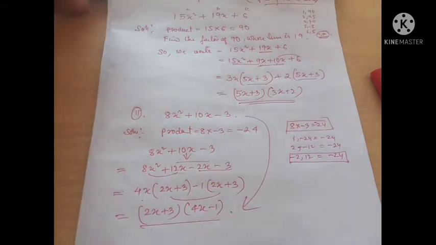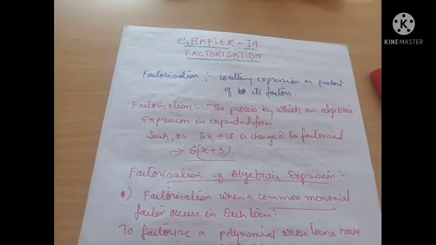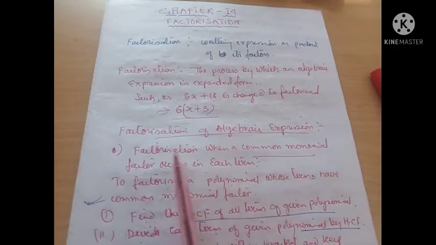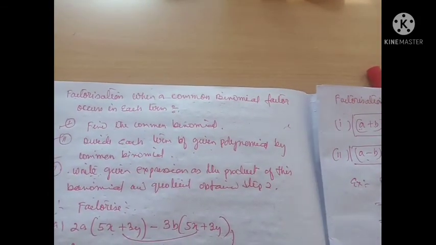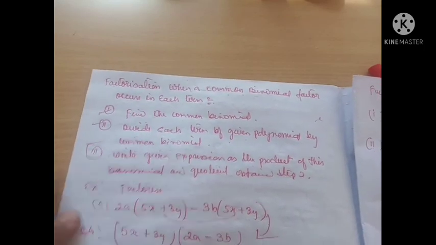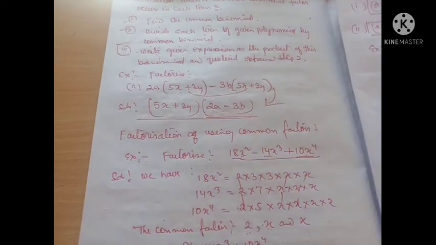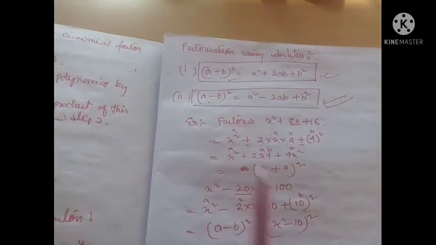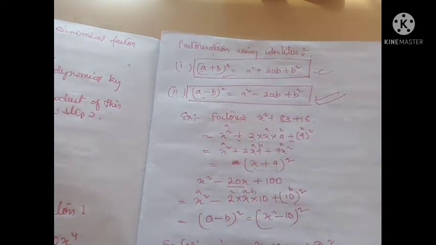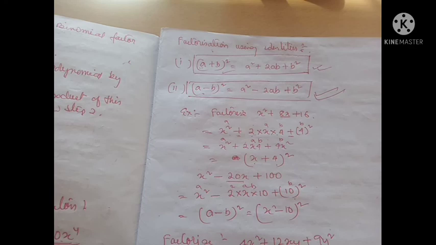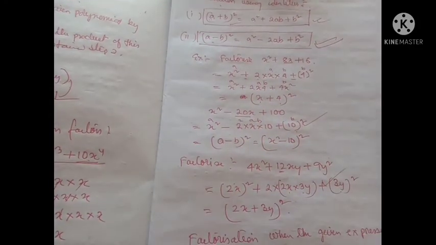So dear students, we have completed the syllabus of chapter number 14. In the first part we learned what is factorization of algebraic expressions, common monomial factors. We worked through a few exercises for examples of this factorization. And again, factorization when a common binomial factor occurs in each term. That also we have learned by giving examples. Factorization using common factors also we have learned. And factorization using the identities: a plus b whole square is equal to a squared plus 2ab plus b squared, and a minus b whole square is a squared minus 2ab plus b squared. By using these two identities we have completed how to find the solution.